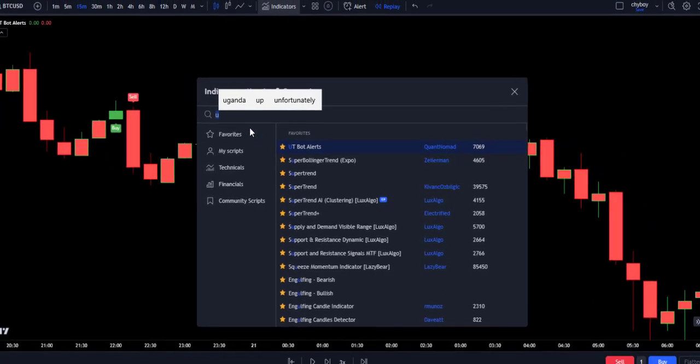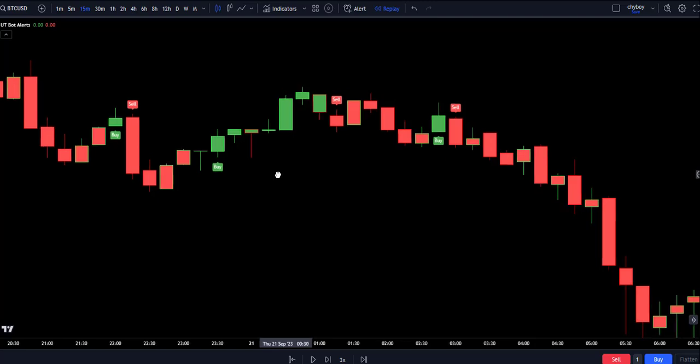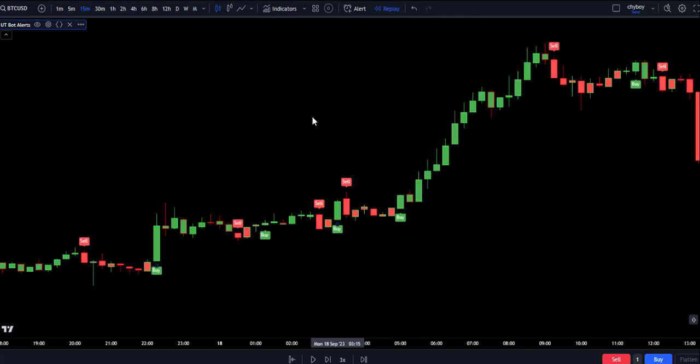The UT Bot Alert indicator is an advanced technical analysis tool designed to help traders optimize their trading performance. It is based on the proven UT Bot system, which utilizes multiple indicators to deliver accurate signals that can help traders make better decisions. Literally, this indicator gives buy and sell labels. Looking at the indicator, you will see that it has many false signals, and to avoid some of these false signals, we are going to set the indicator.